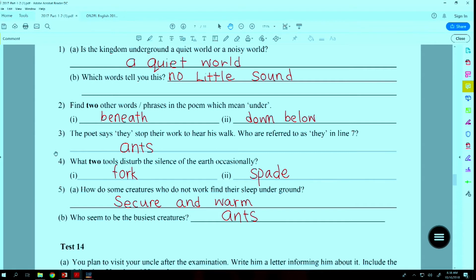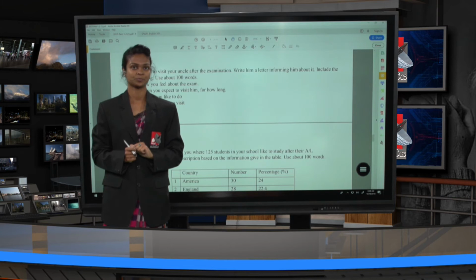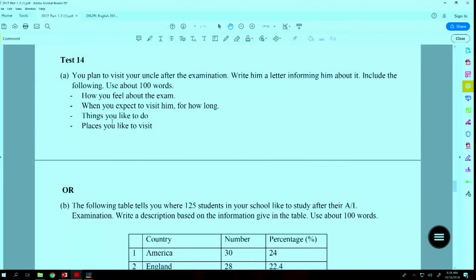Then we will move to test 40. Part A. Read it well. You plan to visit your uncle after the examination. Write him a letter informing about it. So you have to write a letter informing what? That means you are planning to visit your uncle after the examination. Include, that means you have to insert, the following and use about 100 words.